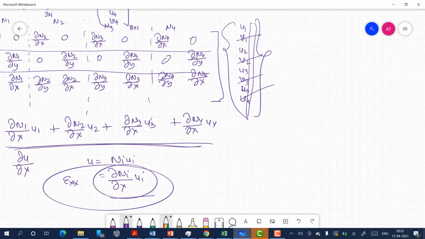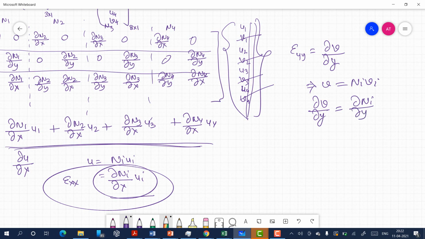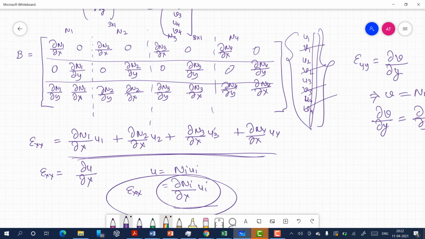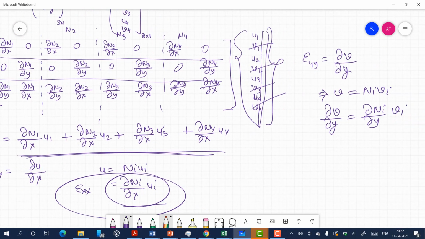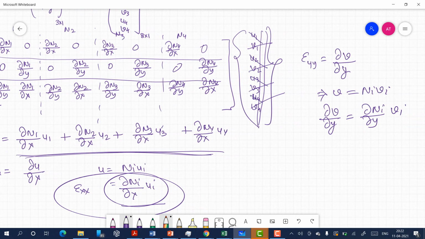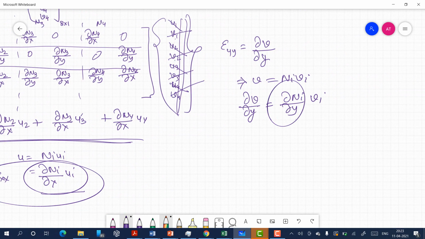Now you multiply this with this. What do you get? You get epsilon yy. What is epsilon yy? Let us look here. That is del v divided by del y. What is v? V is N i v i. So what will be del v divided by del y? Very simple, and this is what you will get, because each odd term will cancel out. All the u1s will be gone, and you will have del N1 by del y into v1, del N2 by del y into v2, and so on. You simply get this term and multiply it by that term. This is how we get epsilon yy.